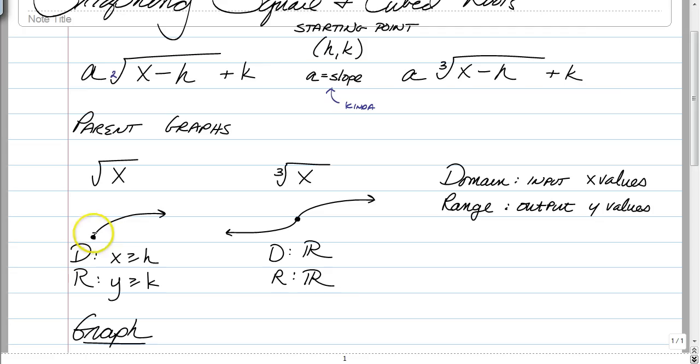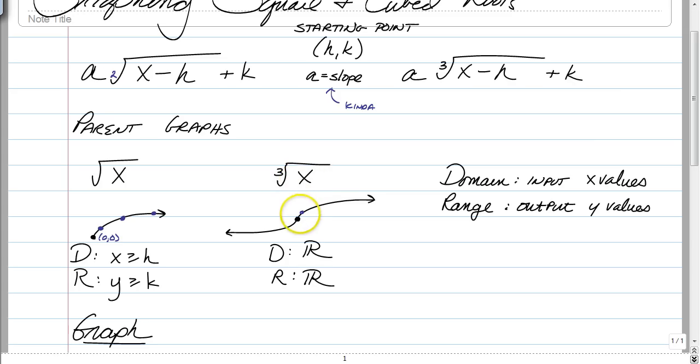Same thing with parent graphs. The parent graph of a square root basically starts at 0, 0, and then you go in increments of whatever you can take the square root of. So you would have 1, 1, then you would have 4, 2, then you would have 9, 3, because you're just taking the square root of x. But it never goes negative because you cannot take the square root of a negative. So that's why it starts at 0, 0, and it only goes in one direction. We will play with that, and then you will have negative values, but the inside of a square root is never negative.